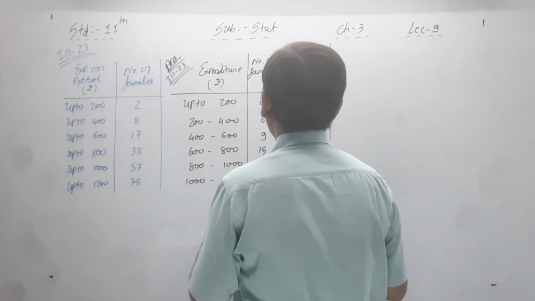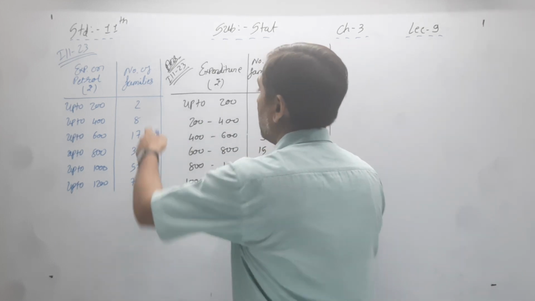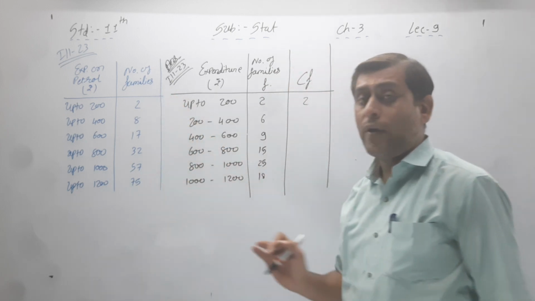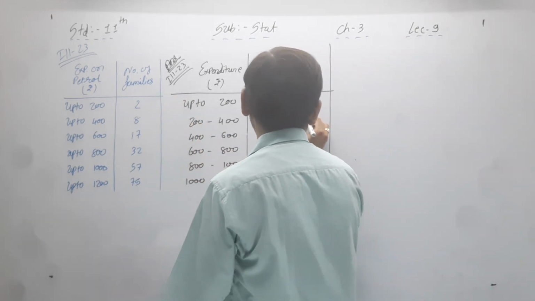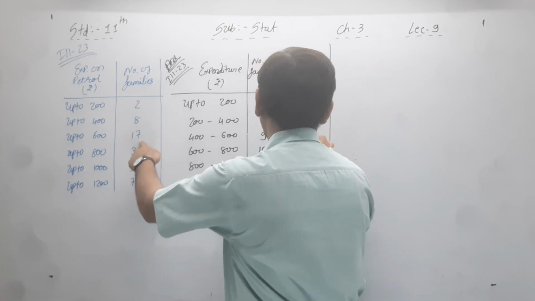Right? Okay, now see to see. And here, always when it is up to, below and less than, the given frequency is cumulative frequency, just copy from this, nothing else.